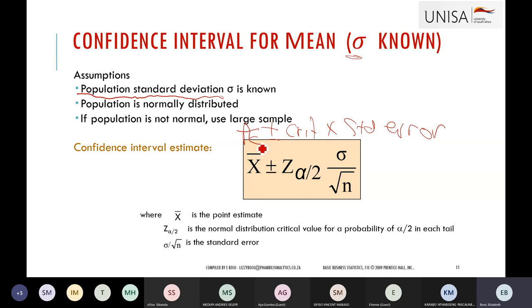By using Z alpha divided by 2, we divide alpha by 2 because there are two sides on the confidence interval. There is the lower boundary and the upper boundary, so we need to split that confidence interval. So it will be Z alpha divided by 2 times the standard error, which is the population standard deviation divided by the square root of n.